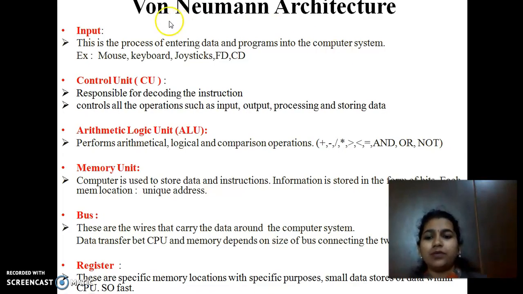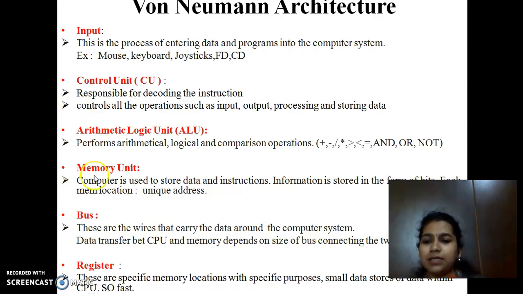Now let us move to the next part, the arithmetic logic unit. As the name itself suggests, it performs all the arithmetic and logical operations. It also performs comparison operations. Arithmetic operations are addition, subtraction, multiplication, and division. Logical operations are AND, OR, NOT. Comparison operations are greater than, less than, equal to. All such operations are performed by the arithmetic logic unit.